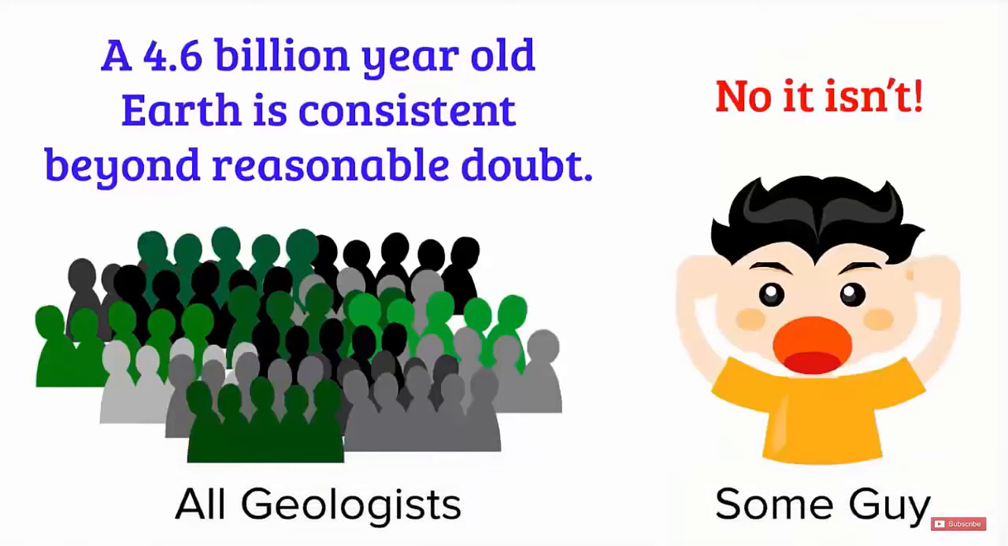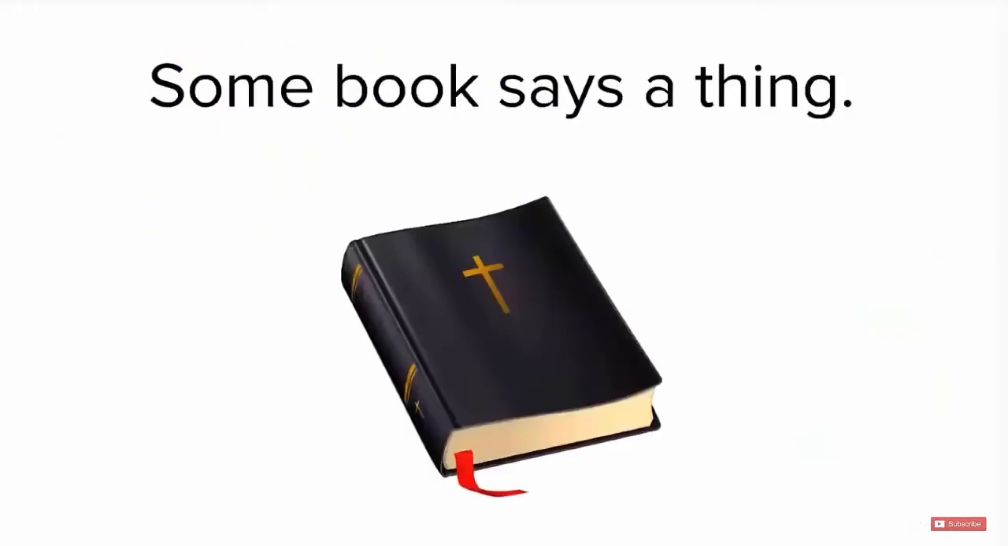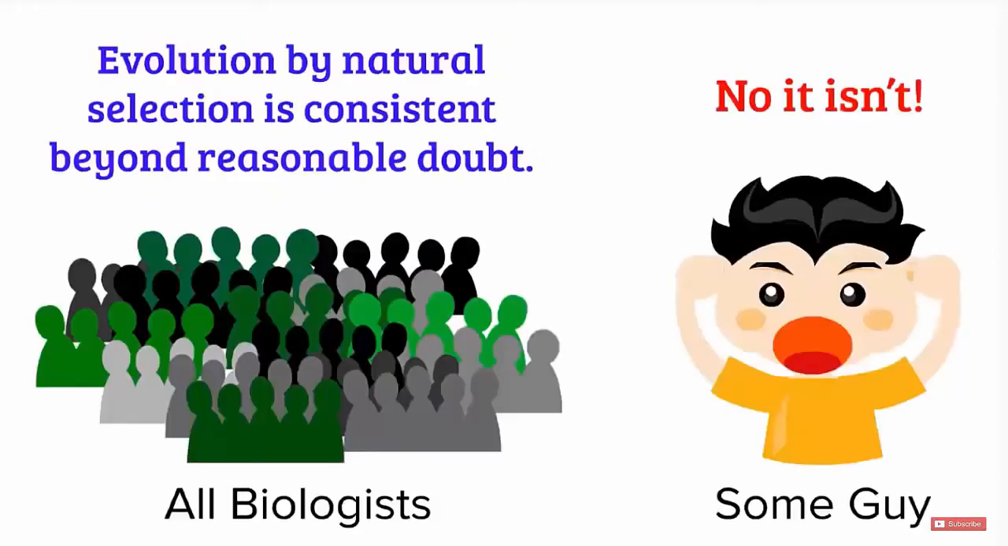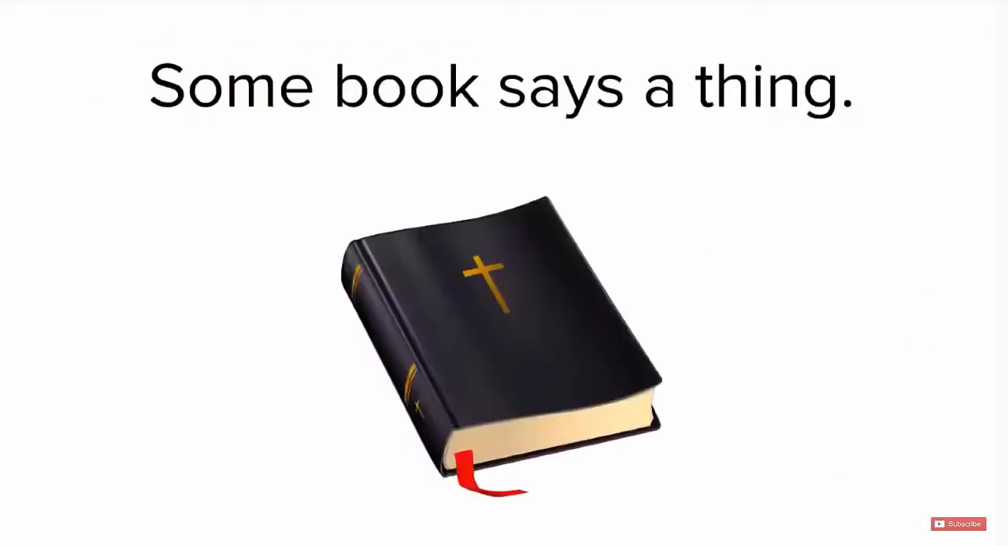Earth is consistent beyond reasonable doubt, as is agreed upon by literally all geologists, the people who study the Earth for a living. So when someone uneducated like Kent says anything to the contrary, it is totally baseless and can only be traced back to one piece of supposed evidence. Some book says a thing. Similarly, all biologists agree that evolution by natural selection is consistent beyond reasonable doubt. But Kent will say, some book says a thing.